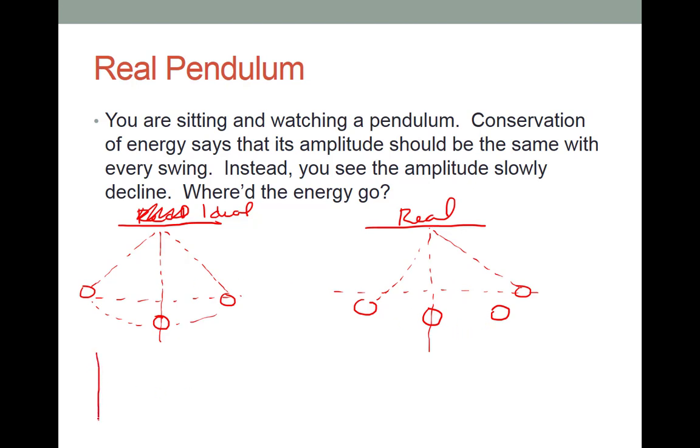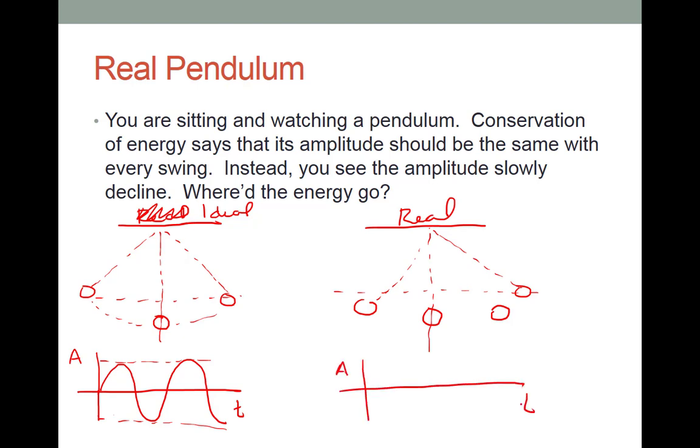So if I were to watch the amplitude of the swing versus time for this one, I would always hit the same amplitude, again, to within my ability to draw this thing. If I make the same observation over here, amplitude as a function of time, it starts high, it goes a little lower, a little lower, a little lower. And eventually it peters out to nothing. So where'd the energy go? Why does this thing not conserve energy?